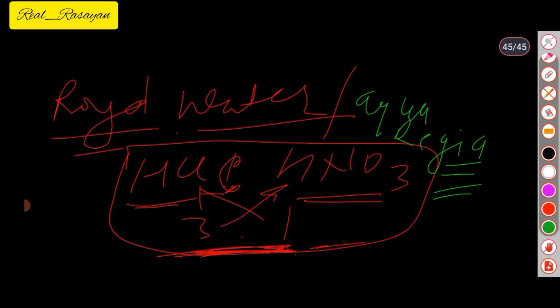And the solution which is used for the cleaning of metals is the royal water or the aqua regia, that is a mixture of concentrated hydrochloric acid and sulfuric acid.